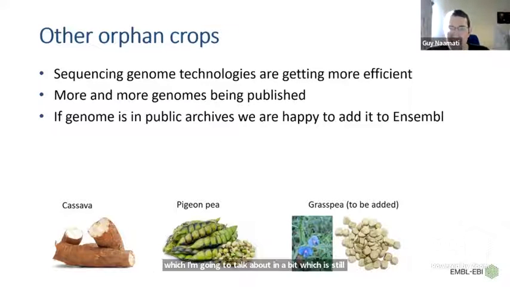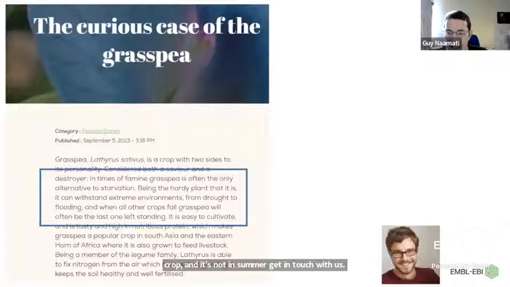If a genome is in the public archives as described, we're very happy to add it to Ensembl. So if you're working on or interested in an orphan crop and it's not in Ensembl, get in touch with us and we'll be happy to work on it. Just showing an example of grass pea: it is a very hardy plant. Often it's the last crop standing. It can withstand extreme environments.